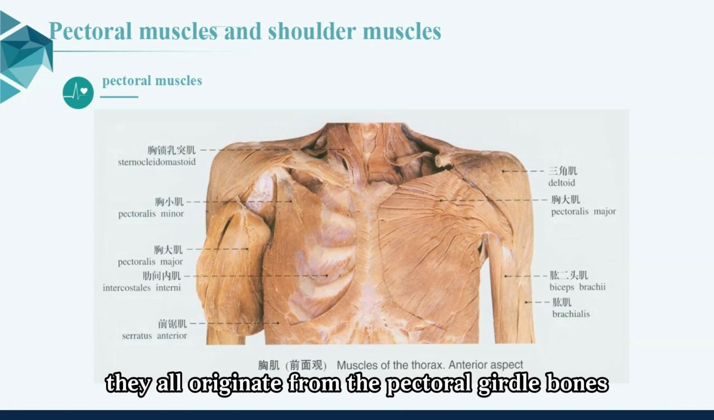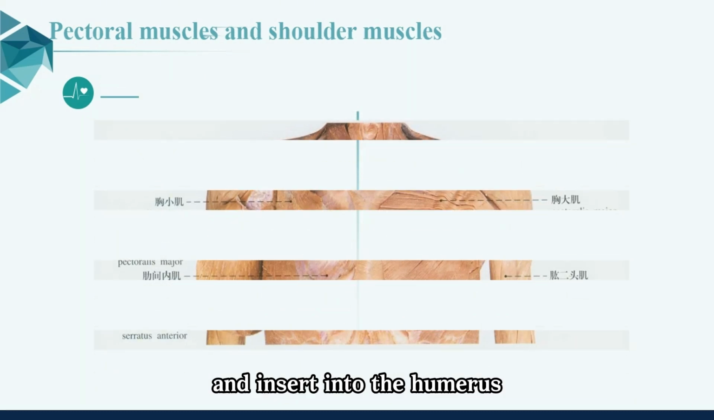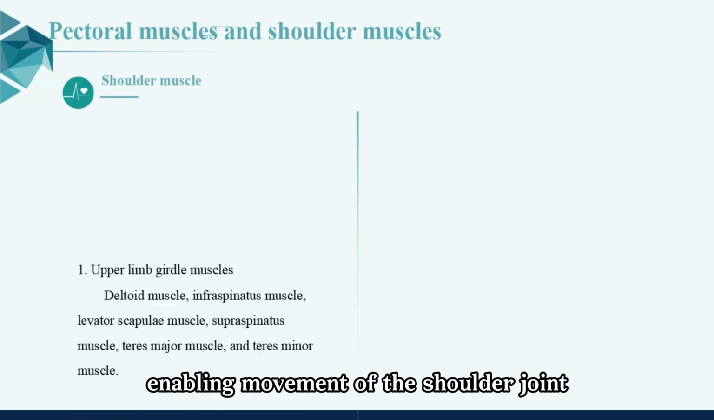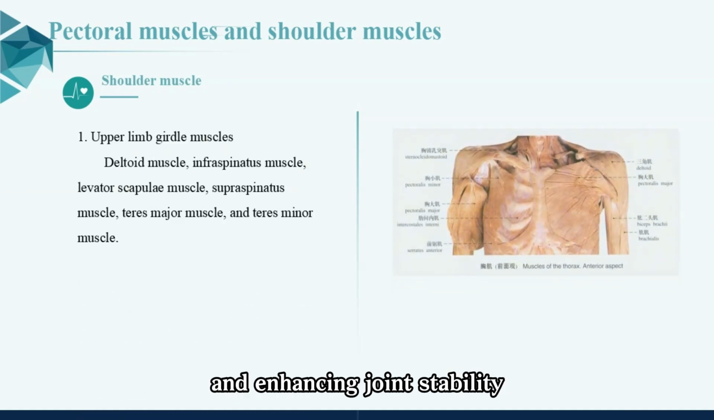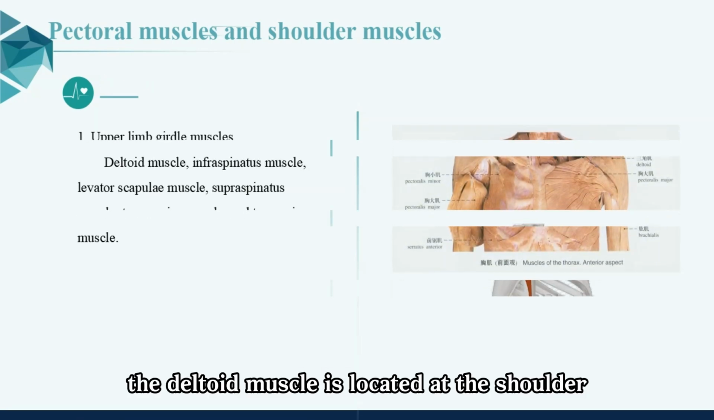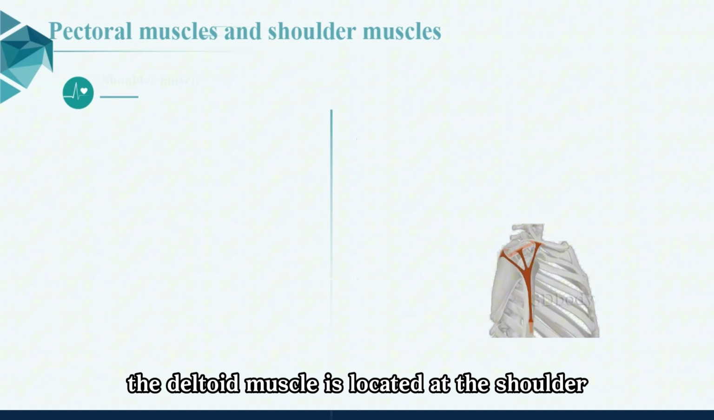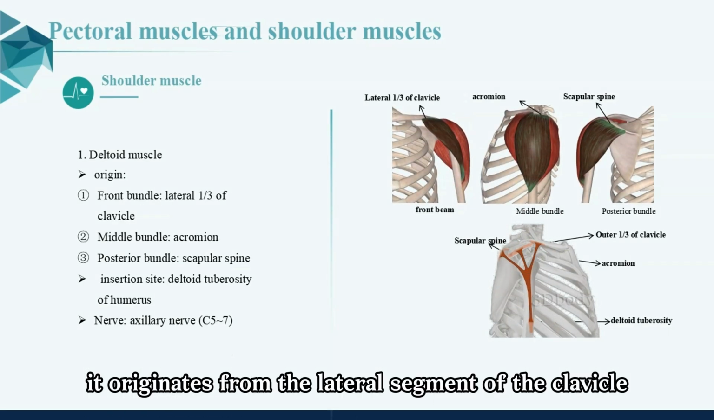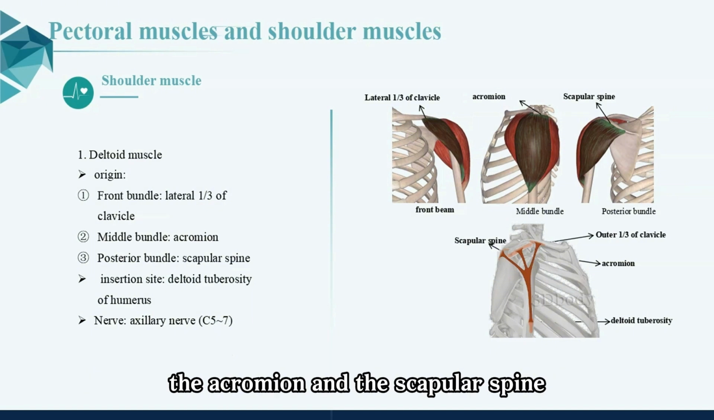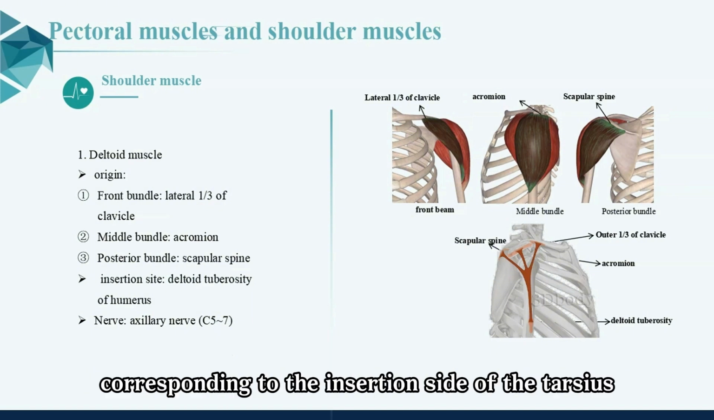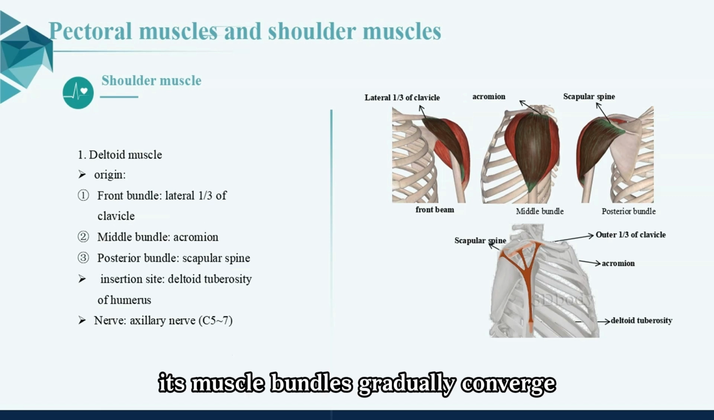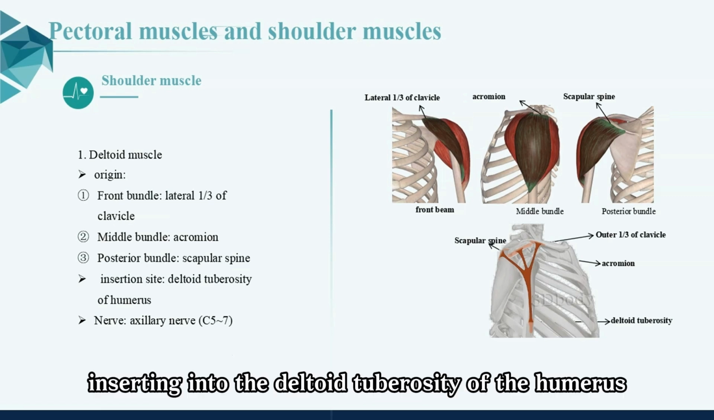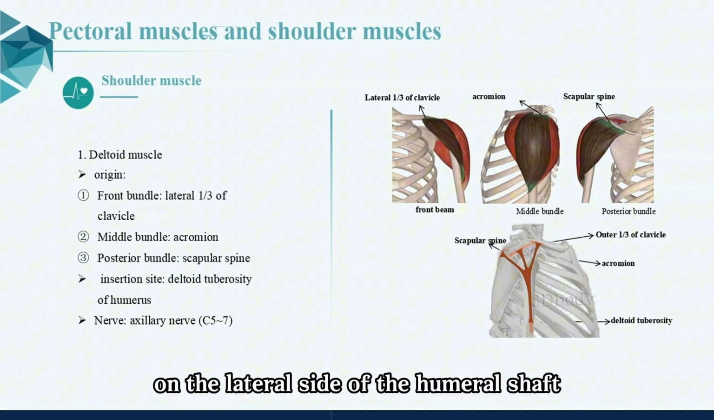They all originate from the pectoral girdle bones and insert into the humerus, enabling movement of the shoulder joint and enhancing joint stability. The deltoid muscle is located at the shoulder and has a triangular shape. It originates from the lateral segment of the clavicle, the acromion, and the scapular spine, corresponding to the insertion site of the trapezius. Its muscle bundles gradually converge outward and downward, inserting into the deltoid tuberosity of the humerus on the lateral side of the humeral shaft.